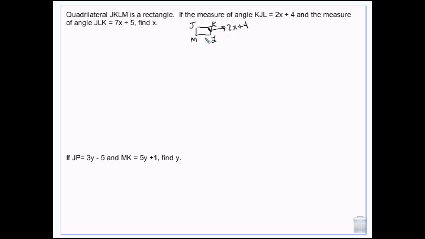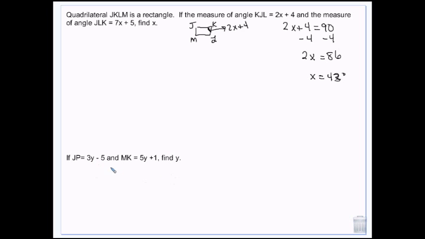Well, if I know it's a rectangle, what do I know about JKL? Equal. That's the whole corner, right? So what's it equal? I don't even need anything from that other angle. I'm just trying to find x. 43, thank you.